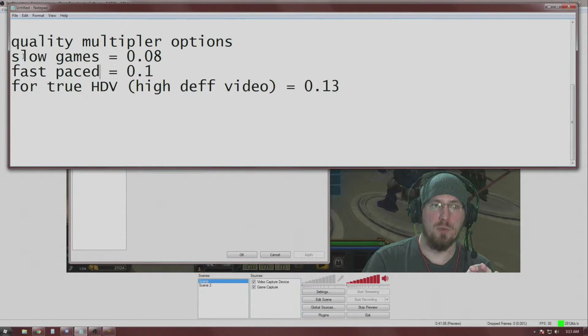Now, if you're going into a fast-paced game, Smite falls into this because while it is a MOBA, it is a fast-paced MOBA. It's third person.